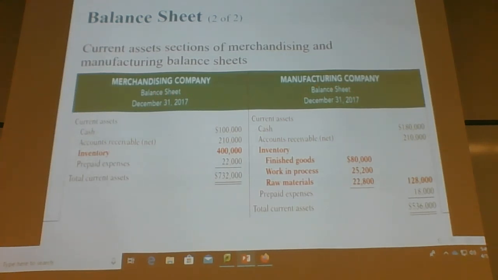But for the manufacturing company, we're going to break it down into three totals. And these are actually kind of in reverse order of how they start off. We got finished goods first. Then we have our work in process. And then we have our raw materials. We add all these up. We have a current asset total for inventory of $128,000. Okay?